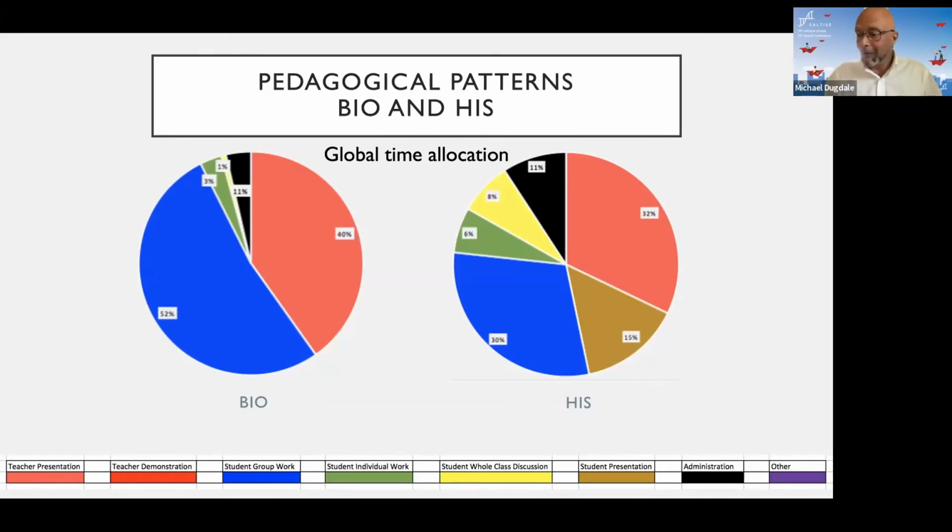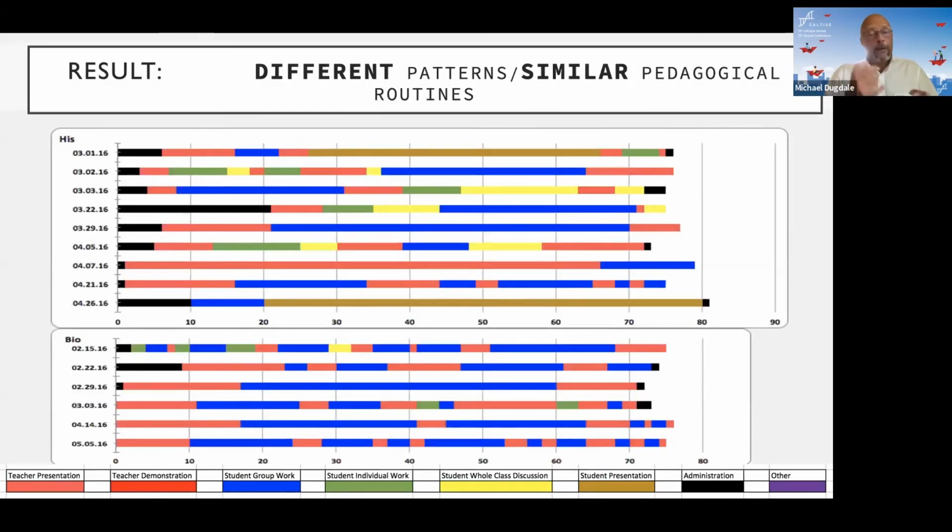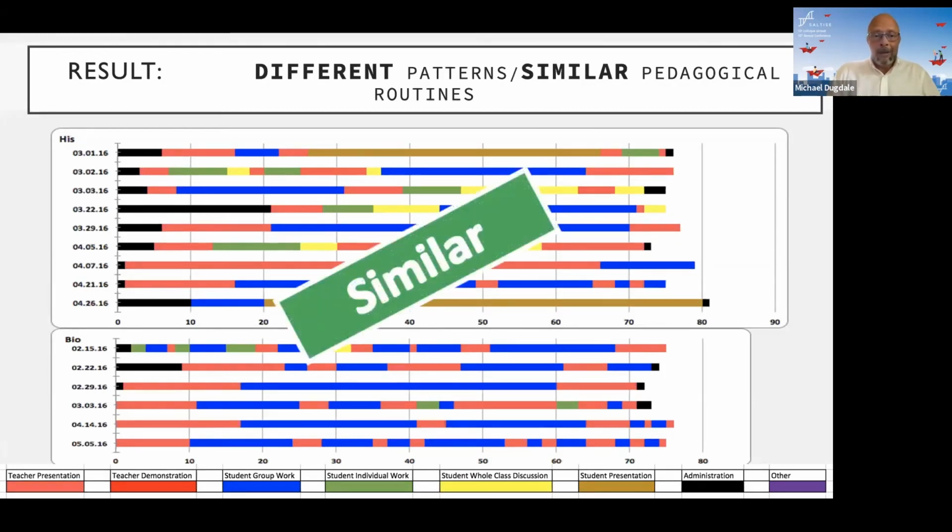In contrast, the global time allocation for these two courses looks quite different. However, they had a very similar flow to the way that these segments of group work versus teacher intervention were arranged. And so these would look similar in that way. And so we wanted to look at ways of quantifying that, of categorizing how these flows work.